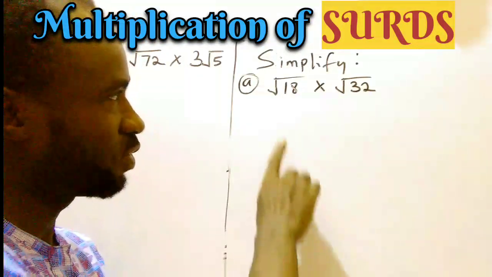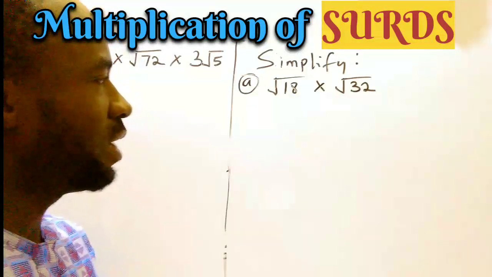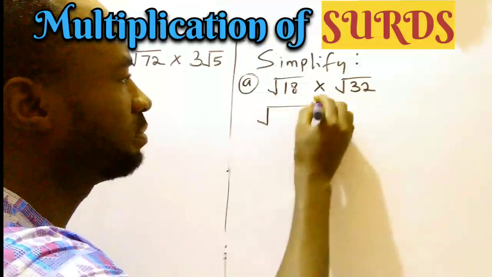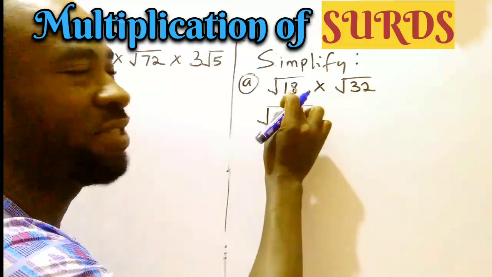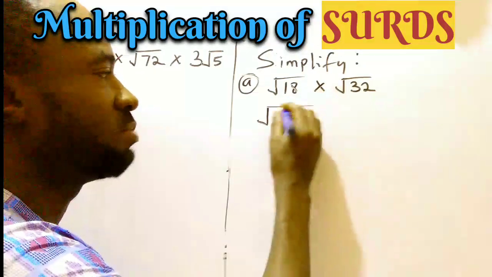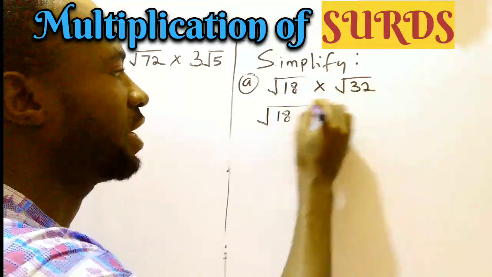Now let's look at this question. It says root 18 times root 32. One of the ways I can solve this is to apply my law of multiplication. Since we have individual surds multiplying each other, we can put them together in one radical.